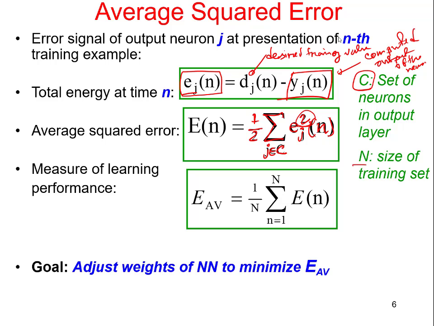So our primary goal from the neural network perspective is to adjust the weights of the neurons such that we can minimize this average squared error, so that our model can learn the training set more accurately. So that is our main goal.